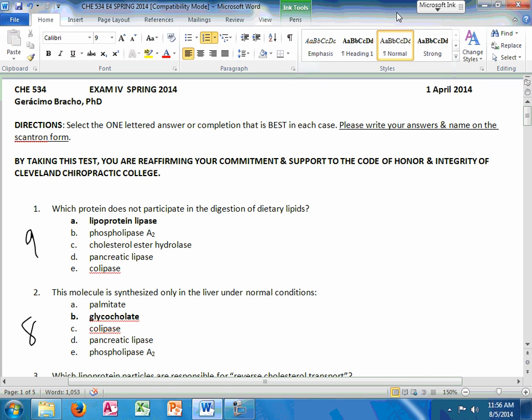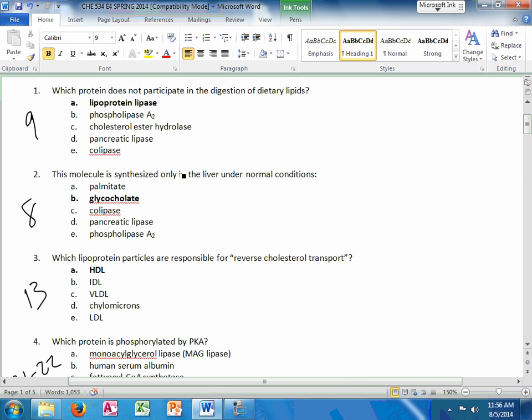Hello everybody, we're going to go over test 4 from spring 2014. Have the answers already highlighted on here. The first 30 questions are over Unit 10, so for all of these, this is referencing Unit 10, and then the last 10 are from Unit 11.